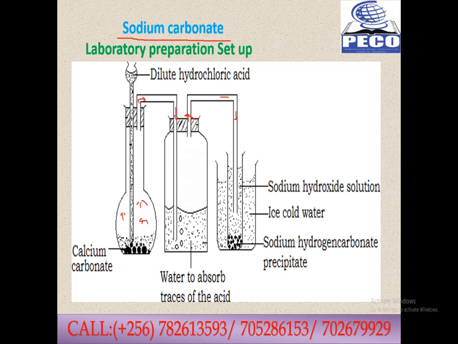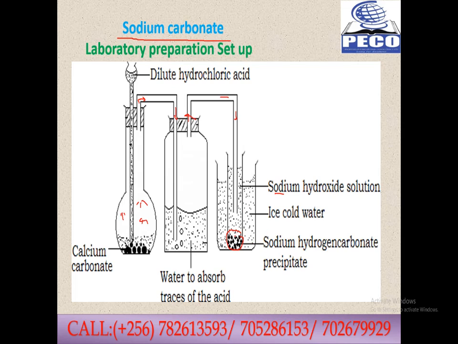Then why do we have sodium hydrogen carbonate? Remember, the gas keeps on being formed, so we shall later have an excess of carbon dioxide, which will lead to the formation of sodium hydrogen carbonate. This is something we talked about before. The moment you have excess carbon dioxide and you dissolve it in sodium hydroxide solution, we form a white precipitate of sodium hydrogen carbonate. So we have two products, but the one we are interested in is sodium carbonate.